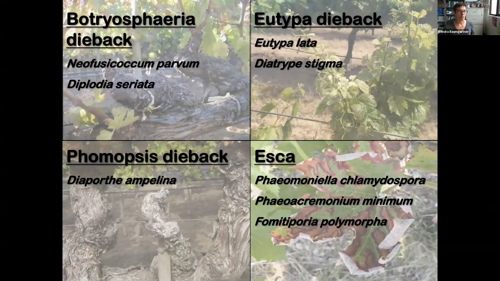I've listed our 4 main trunk diseases in California: Botryosphaeria dieback, Eutypa dieback, Phomopsis dieback, and ESCA. Botryosphaeria, Eutypa, and Phomopsis, the names all come from the scientific names of the pathogens. ESCA is quite unique in that these 3 fungi that I've listed here, they're unrelated completely, yet they can cause the same symptoms. And often we find them in different combinations in infected vines.